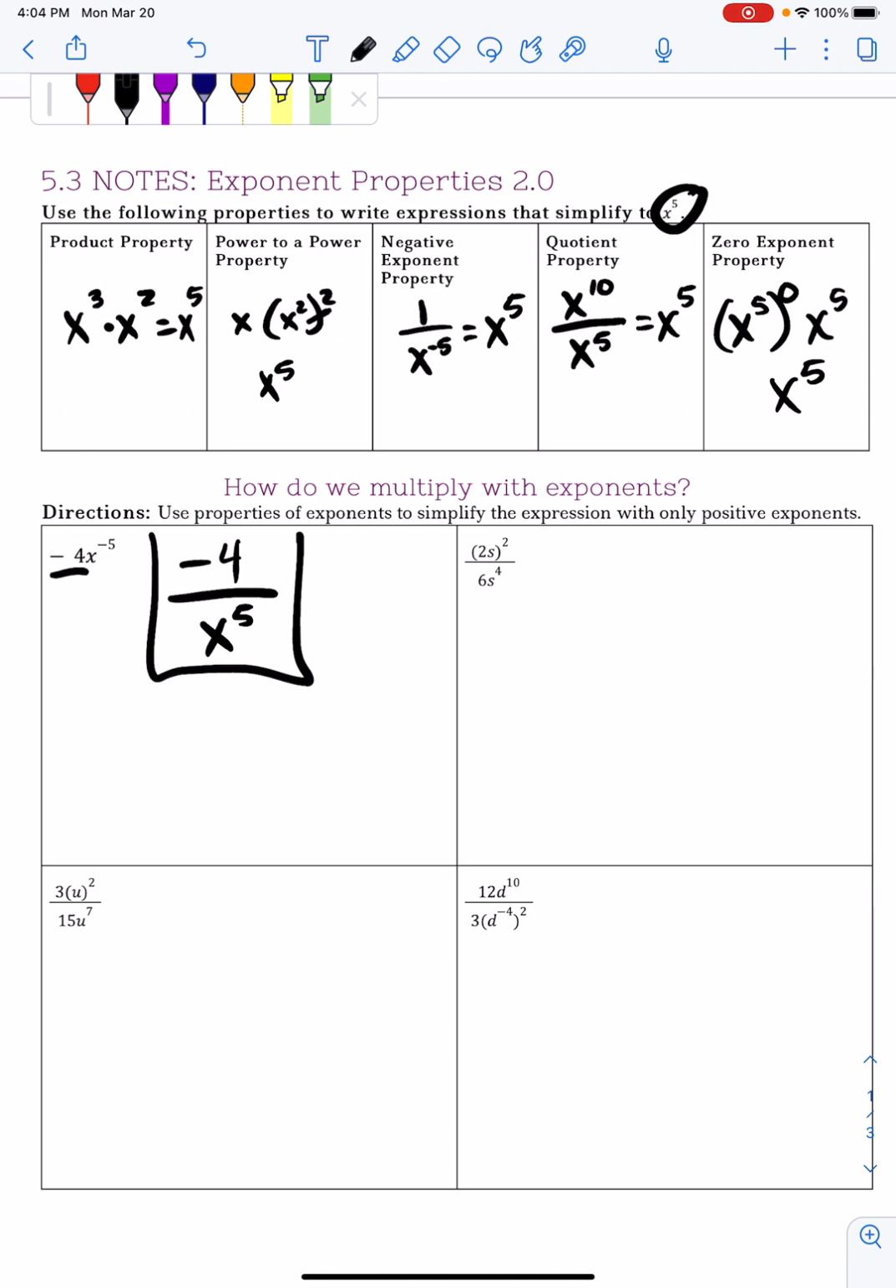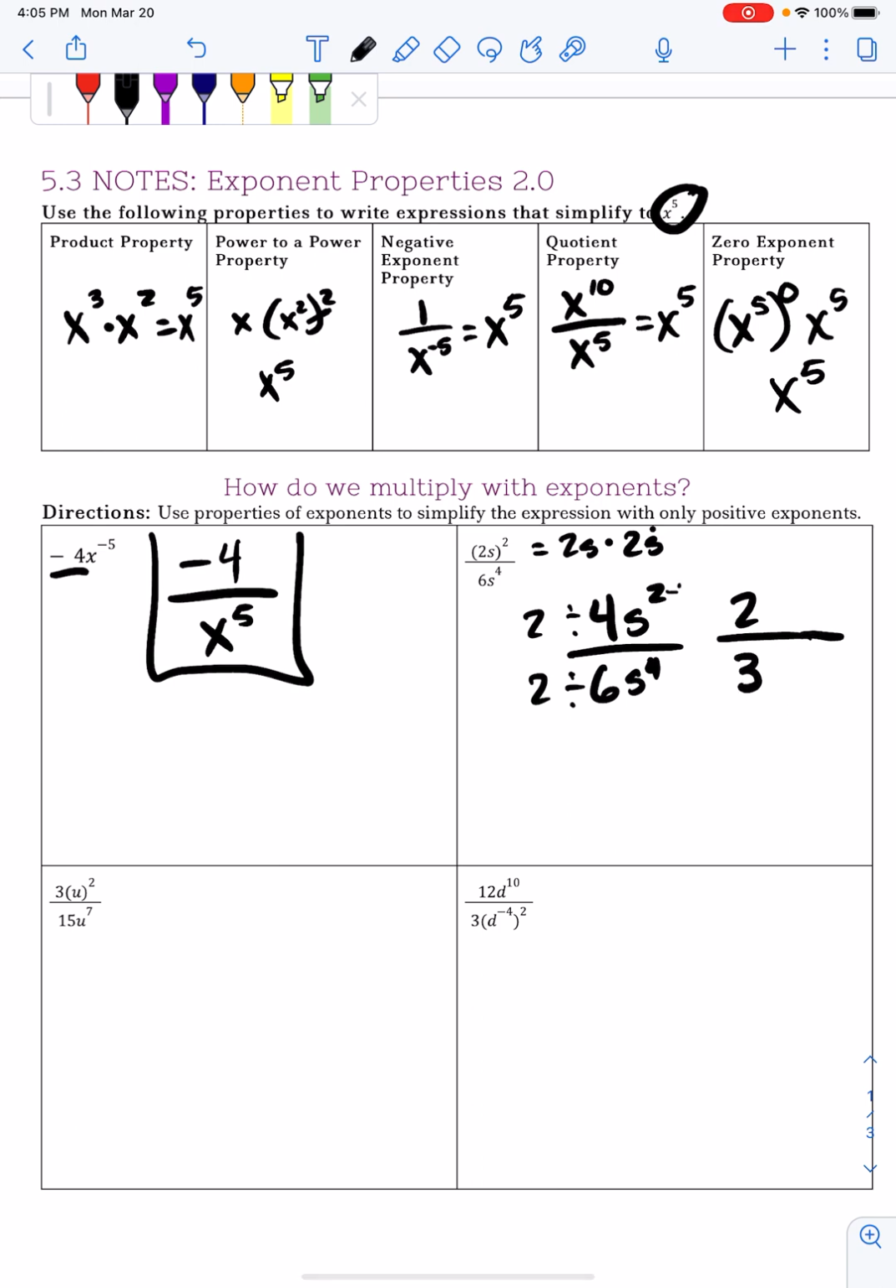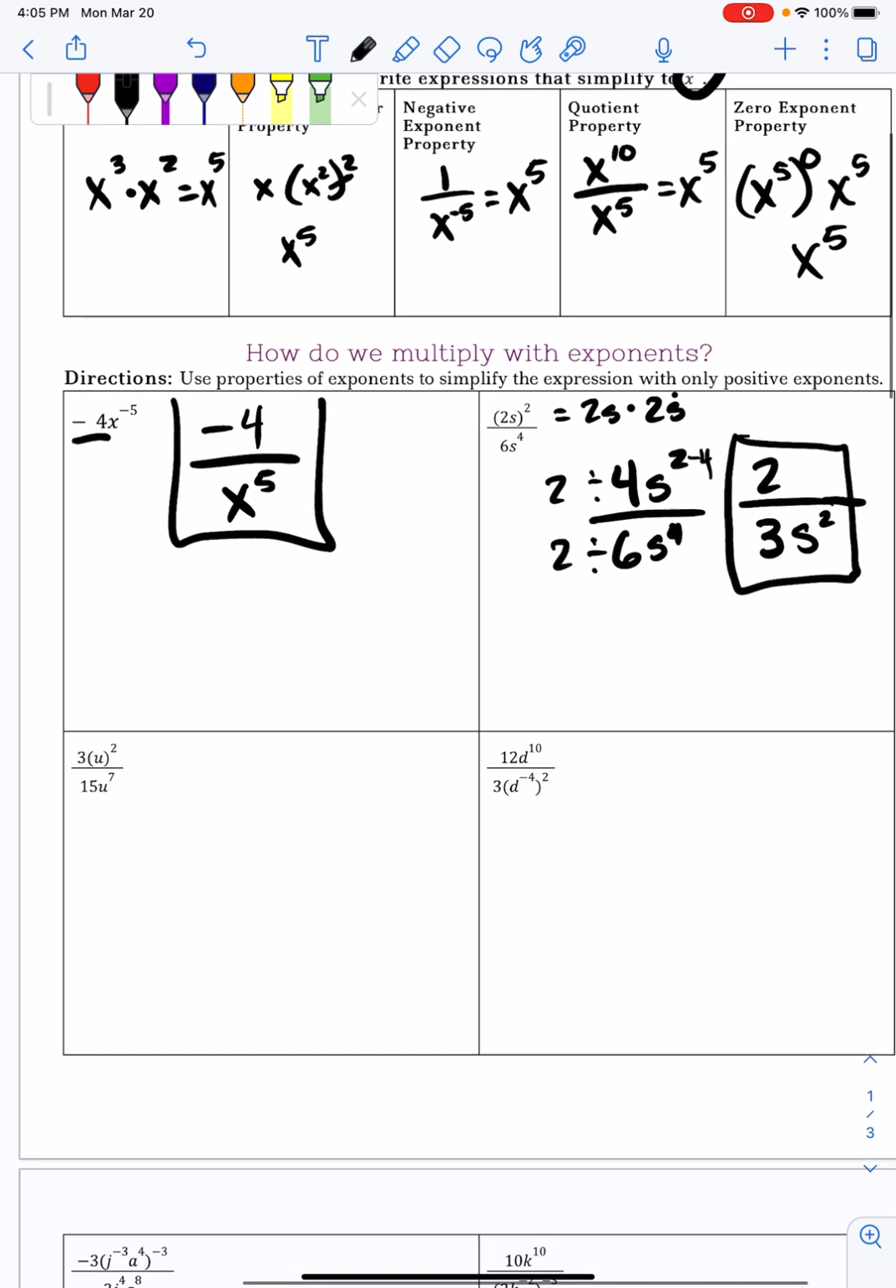In this next example, the top is going to be 2s times 2s, because that's what squared means. 2 times 2 is 4. S times s is s squared. The numerator is still 6s to the 4th. We can divide both 4 and 6 by 2, which would give me 2 over 3. And then I have more s's in the denominator. When I subtract, I'm going to get 2 minus 4. That's that quotient rule, which would give me negative 2, or that tells me that the 2 s's are left over in the denominator, and that's our final answer there.